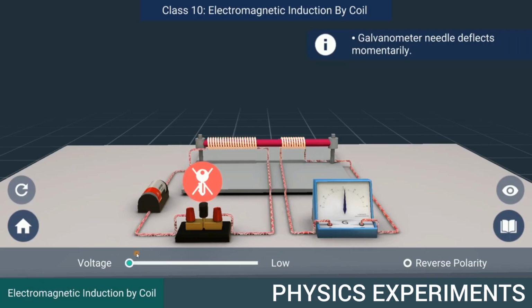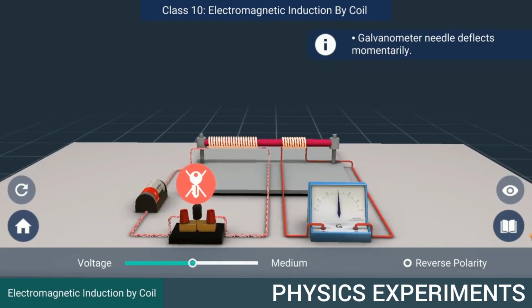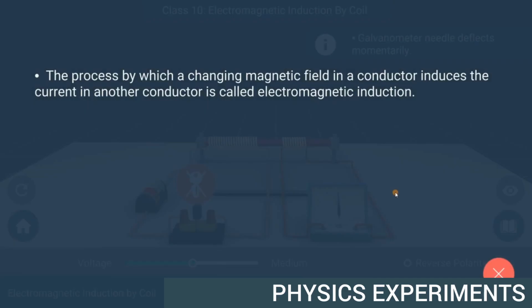We have observed that a potential difference is induced in the secondary coil whenever the electric current through the primary coil is changing. So, we can conclude that the process by which a changing magnetic field in a conductor induces a current in another conductor is called electromagnetic induction.